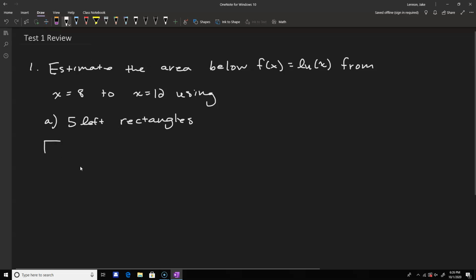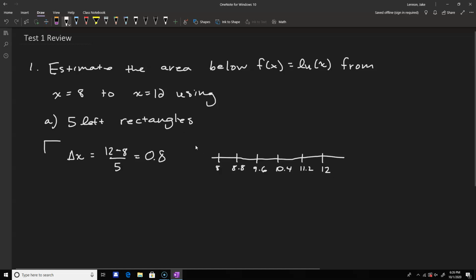So for both parts, the first thing we want to do is compute the width of the rectangle, so that's delta x here. So you can do the length of the interval, 12 minus 8, divided by the number of rectangles you want to use, which is 0.8. And then you want to make your interval. So basically, remember, we're starting at the lower number up here, x equals 8, and then we're just counting up by steps of 0.8 until we get to 12. So we have 8, 8.8, 9.6, 10.4, 11.2, and then our last number, 12.